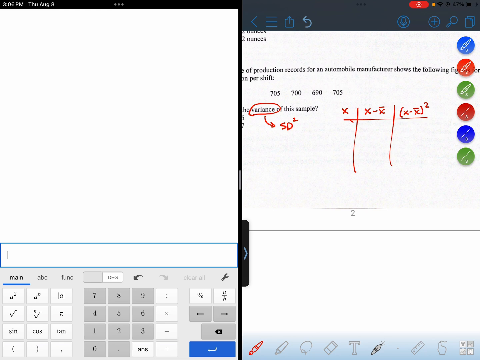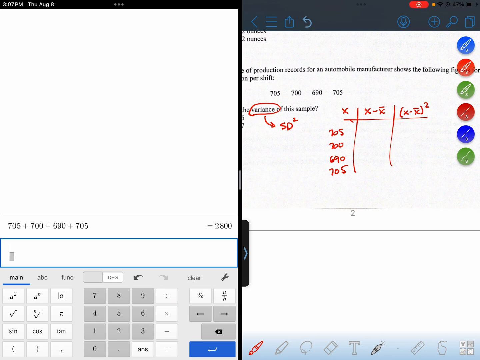Okay. All right, so we've got 705, 700, 690, 705. Now I have to figure out, well, what is the mean of those four values, and then how far is each value from the mean? All right, 705, 700, 690, 705. Okay, so the sum is 2,800 divided by 4. Okay, so the mean is 700.